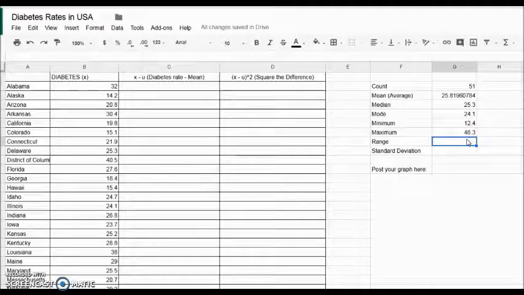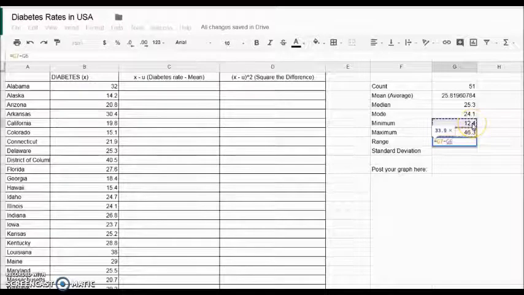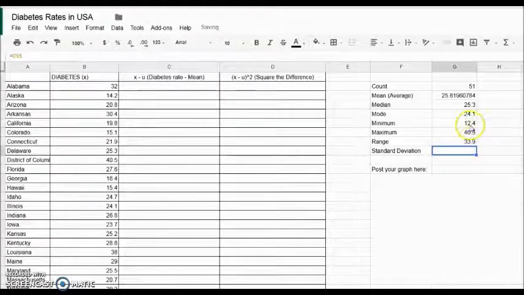Last thing is the range. A lot of people keep asking me, what is range, Mr. Lee? The range is basically your biggest number minus your smallest number, and you get the difference. So you do G7 minus G6, which is 33.9. It's just saying all your numbers are between 12.4 and 46.3.